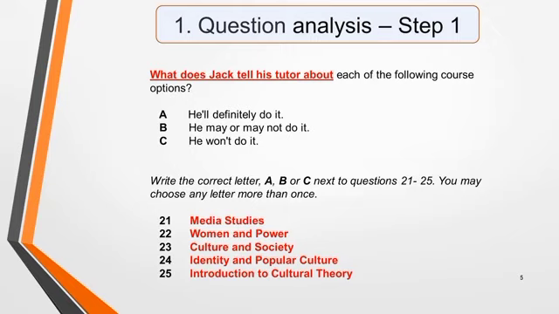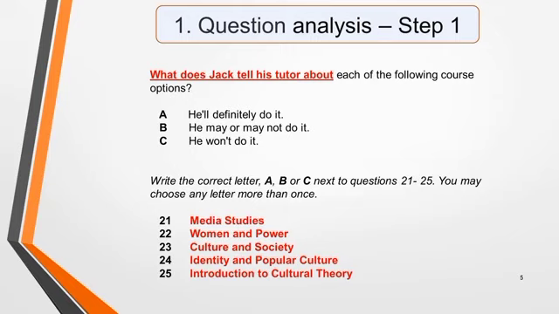So start by analysing the question to make sure you fully understand what you have to do. There are 2 steps to this process. First, you need to understand the relationship between the question sentence and the question options 21 to 25. Highlight the key part of the question sentence and think about how it relates to these options. So the question is asking, what does Jack tell his tutor about media studies?